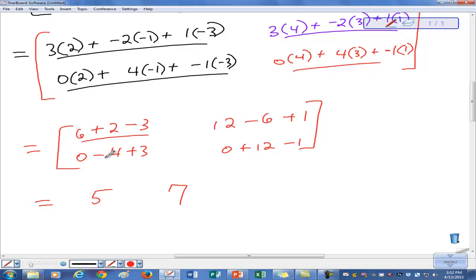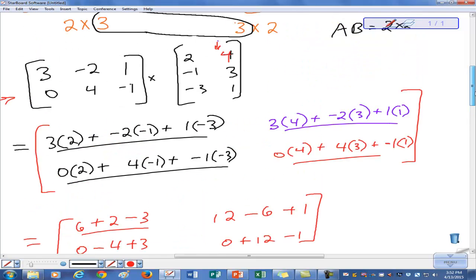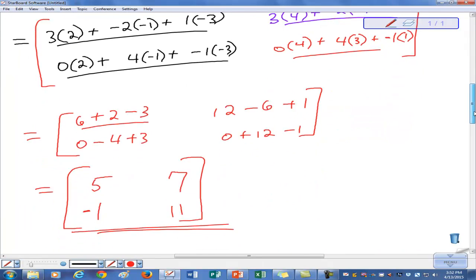Now we have 1 minus 4, so that'll be negative 4, and positive 3, that'll be a negative 1. So this will be second row, first column number. And then the second row, second column number, that'll be 12 minus 1 is 11, and that's your answer. Okay, so that's matrix multiplication there.